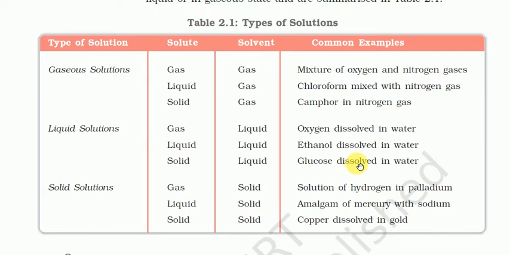And a solid-liquid solution, where the solid is glucose, that we well understand, sugar and so on, you see it, you mix it in water. So solid and liquid, that is glucose dissolved in water. Here is the solid solution: gas dissolved in the solid, solution of hydrogen in palladium; liquid dissolved in the solid, amalgam of mercury with sodium; and solid mixed with the solid, that's copper dissolved into gold.